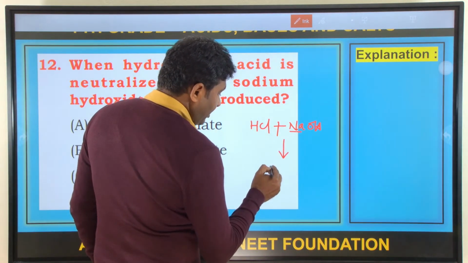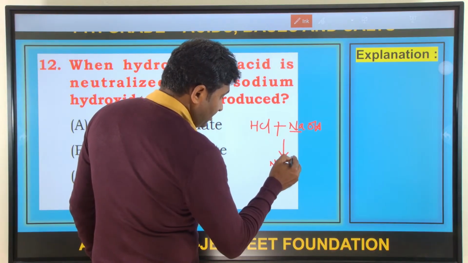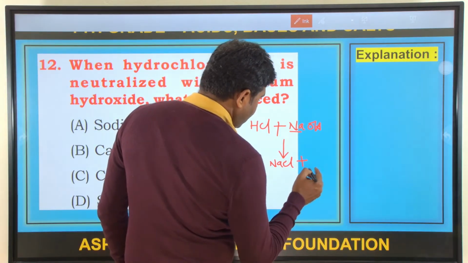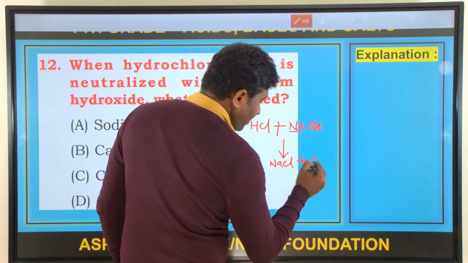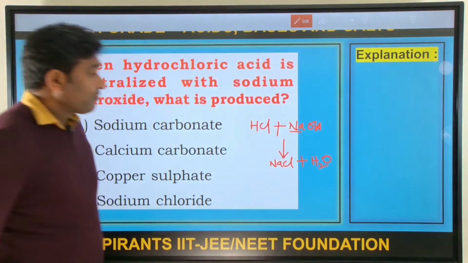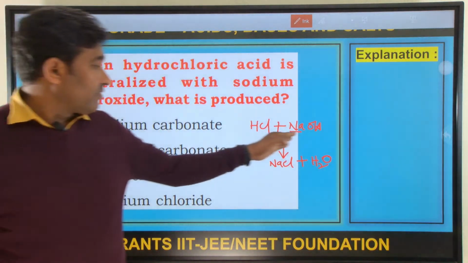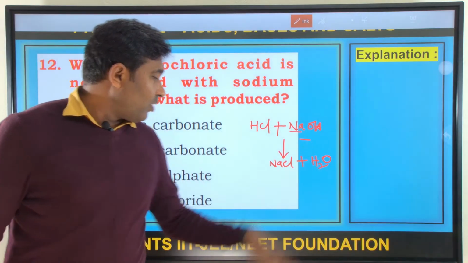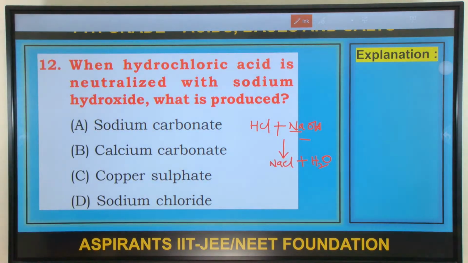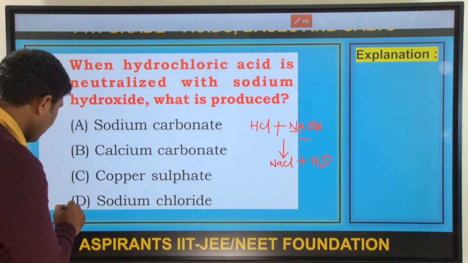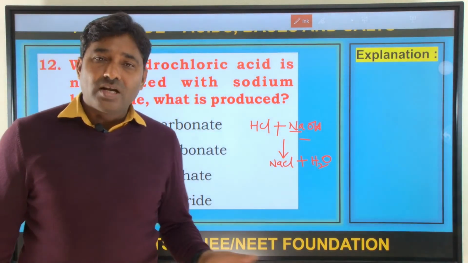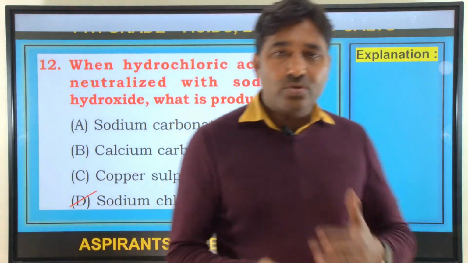Here Na reacts with Cl to give NaCl, and OH reacts with H plus and gives rise to H2O. So when hydrochloric acid is treated with sodium hydroxide, it gives rise to sodium chloride and water. So what product is produced in this reaction? Sodium chloride. Option D is correct. Generally, this reaction is called a neutralization reaction.